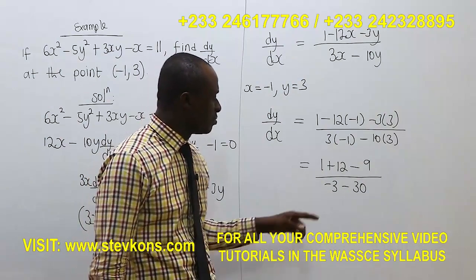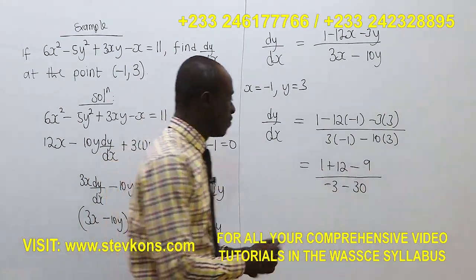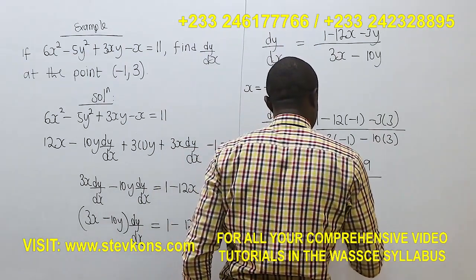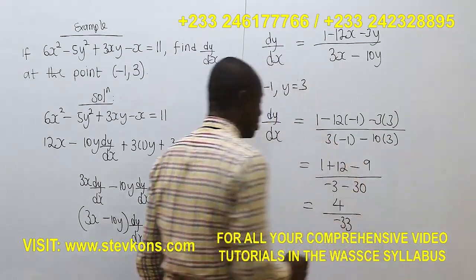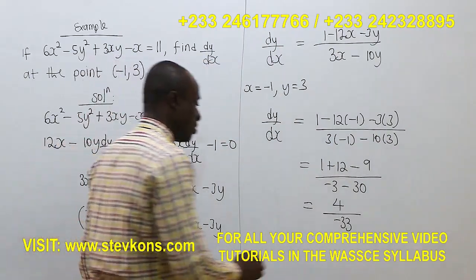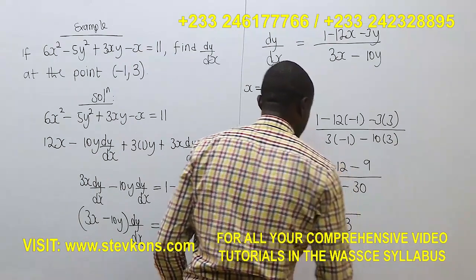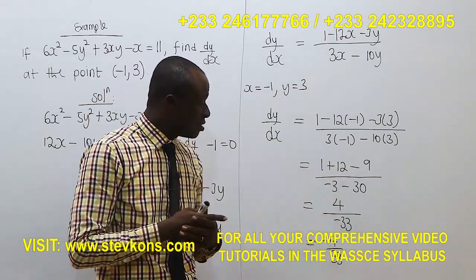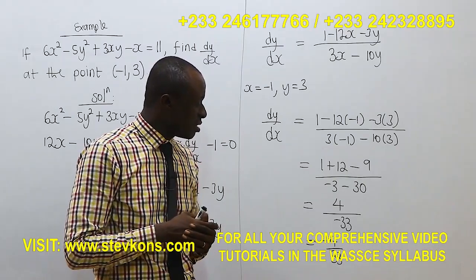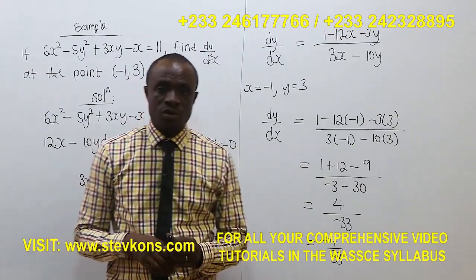Let's see, 12 minus 9, that's 3 plus 1, so 4. So we have 4 over negative 33. Negative 3 minus 30, that's negative 33, and this is equal to negative 4 over 33. That's 1 plus 12, 13, minus 9. Yes, and that's 4. So that's negative 4 over 33.